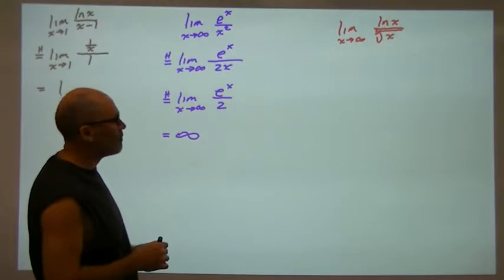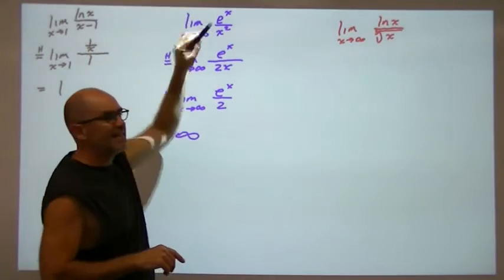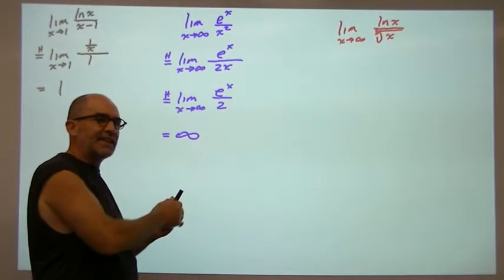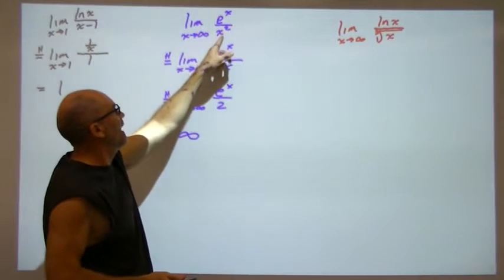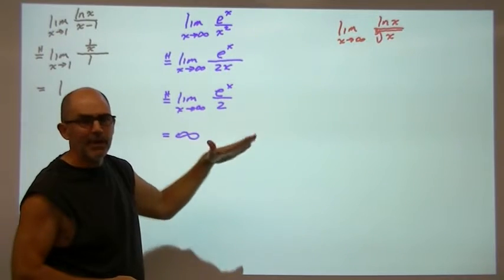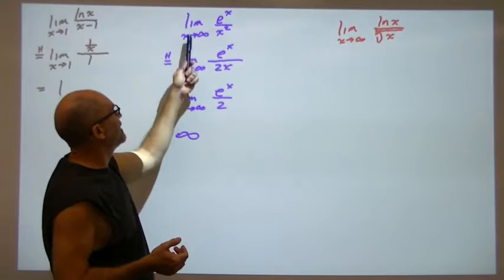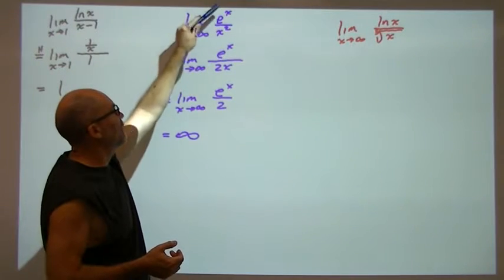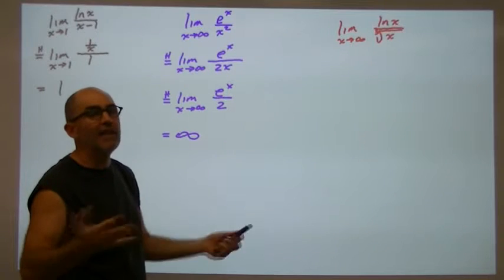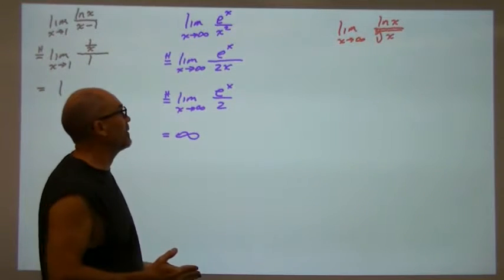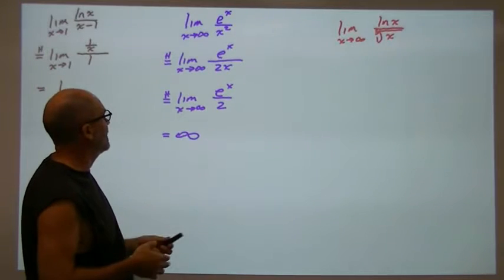Now, take a look at something here. If you look at the curve e to the x, it gets steep really fast. And the curve of x squared gets steep, but not nearly as fast. So basically, as we let x approach infinity, the top of this fraction is getting a lot greater, infinitely greater, than the bottom of the fraction.